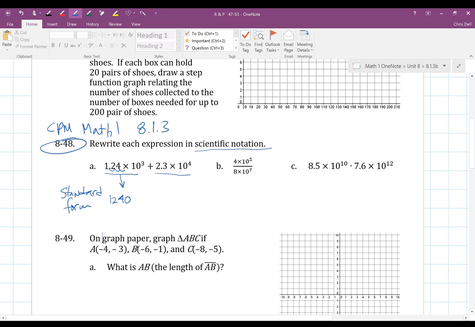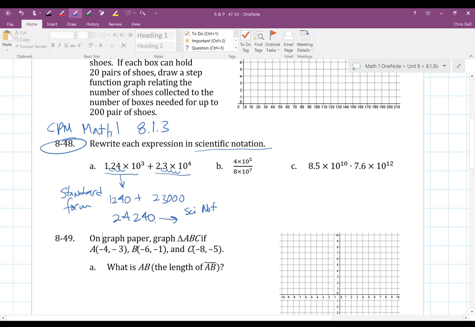This number is 10 to the fourth. So we move it 1, 2, 3, 4 times. So that becomes 23,000. So it's like multiplying by 10,000. Now add those. And now we can just add those numbers like we normally would, 23,000 plus 1,240. So it's 24,240. And now we want to convert that back to scientific notation.